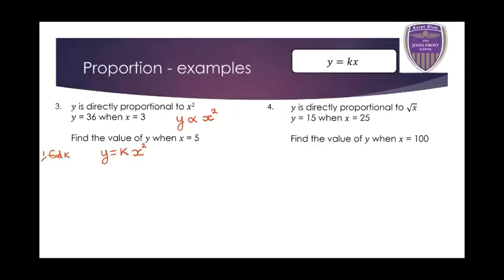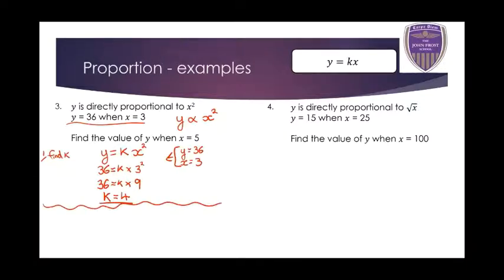Okay, so let's think about what we know. We're told that when y is 36, x is equal to 3. So let's substitute these values in. Let's see what we get. So when y is 36, k times x is 3. So k times 3 squared. So 36 equals k times 3 squared. That means 36 equals k times, well, 3 squared is 9. So k is equal to something times 9 is 36. Well, that's 4. Therefore, k is equal to 4. Okay, so that's the first round of these done.